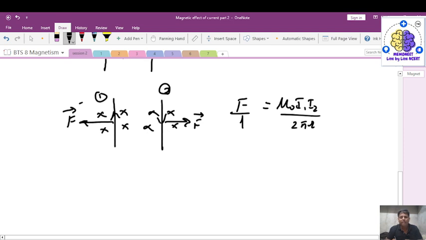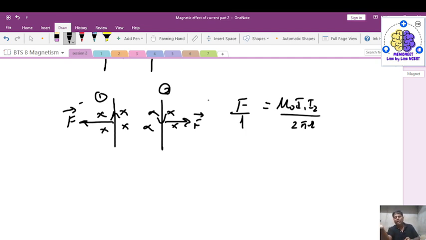What we can see here is that when the currents in two conductors placed close to each other are in opposite directions, the conductors repel each other. So when the current is flowing in the same direction, the conductors attract each other, and when the current is flowing in the opposite direction, the conductors repel each other. The magnitude of the force per unit length is given by the formula mu naught I1 I2 upon 2 pi r. This is how we calculate the force per unit length because of two conductors carrying current when placed close to each other.